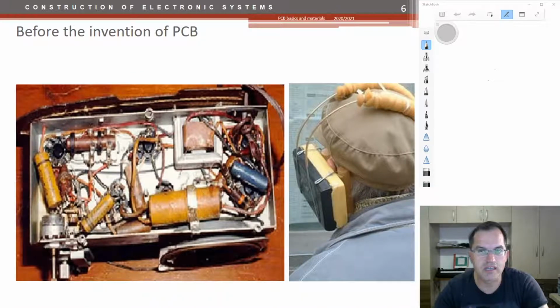Before the printed circuit board was invented, the components were soldered more or less in the air and connected with wires, and it was a really painful job, and higher quantity apparatus were not able to be produced, but not really efficiently.